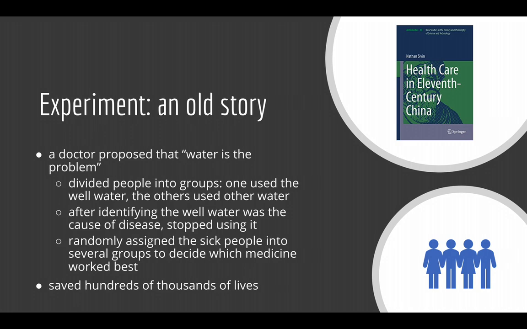So you don't understand the medical mechanism, but you understand that if you drink well water, you probably will get sick. After identifying the well water as the source of the cause, he suggested stopping the use of the well water. But then you needed to decide what kind of medicine was going to cure these already sick people. So you randomly assign those patients into several groups to decide which medicine actually worked best, right?